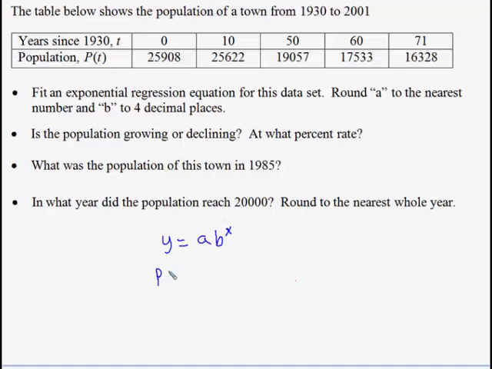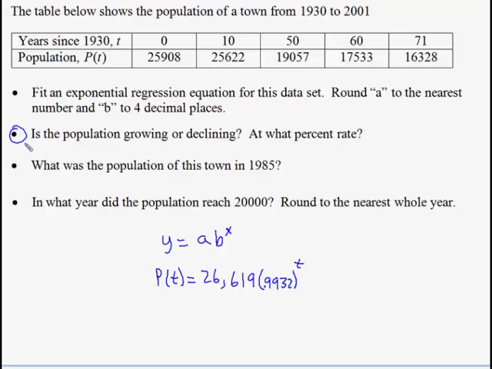So we have our population P of t equals our A value, which to the nearest integer was 26,619, and the B value that came out to 4 decimal places was 0.9932. Again, I'm going to use the letter t rather than x because our input variable here was t.